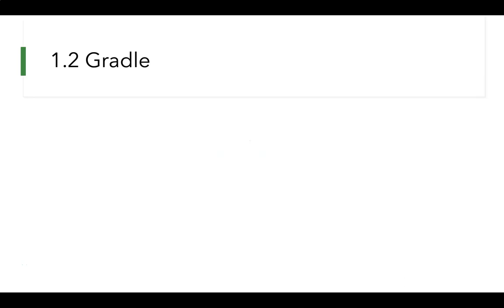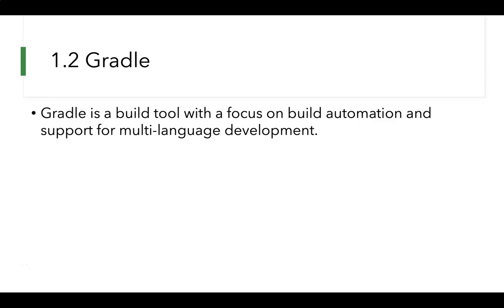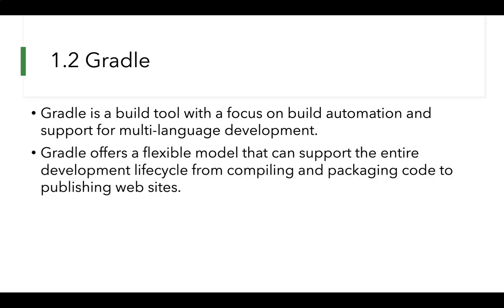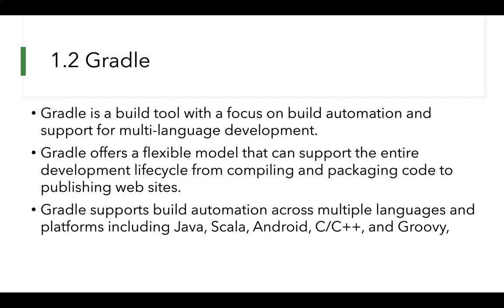The next tool is Gradle. So what is Gradle? Gradle is a build tool with a focus on build automation and support for multiple language development. Gradle offers us a flexible model that can support the entire development lifecycle, from compiling and packaging code to publishing websites, for example. Gradle supports build automation across multiple languages and platforms, including Java, Scala, Android, C, C++, and Groovy. And Gradle runs on all the operating systems and requires only a Java JDK version 8 or higher.